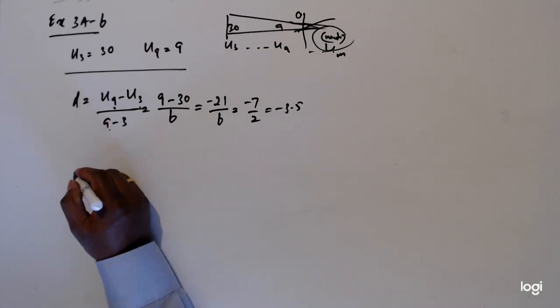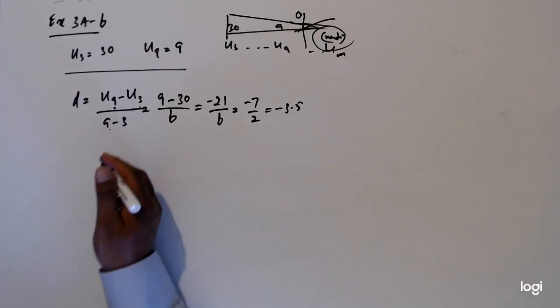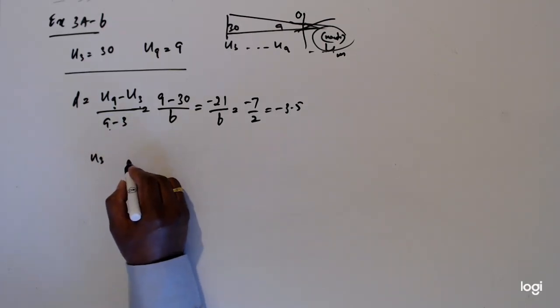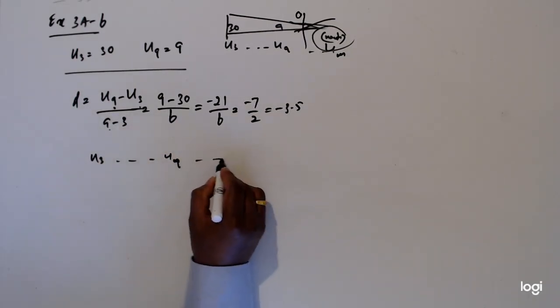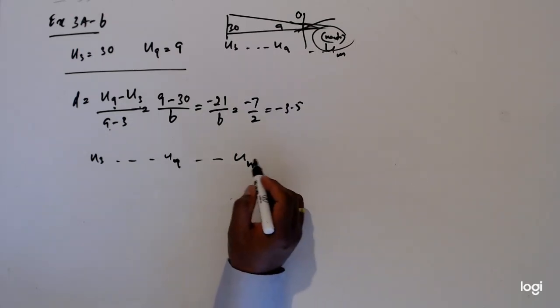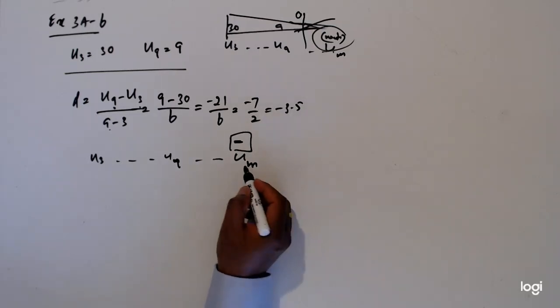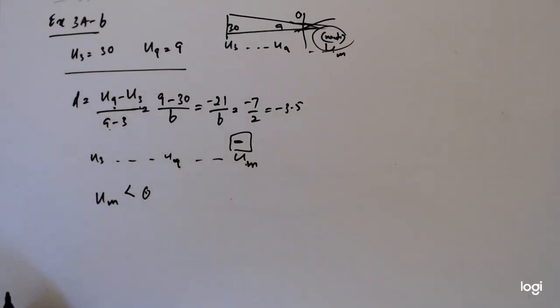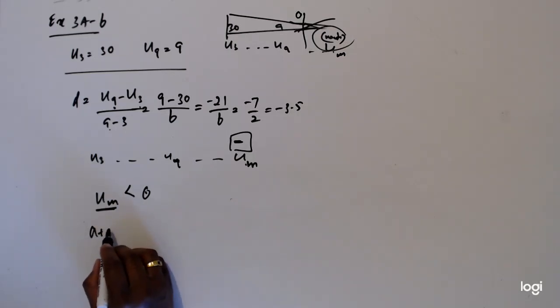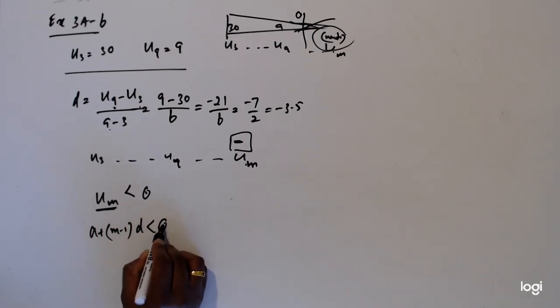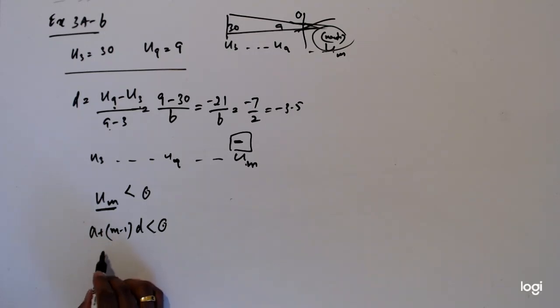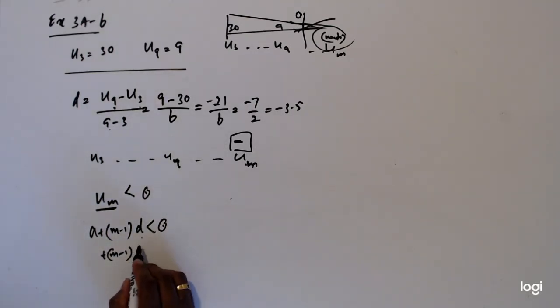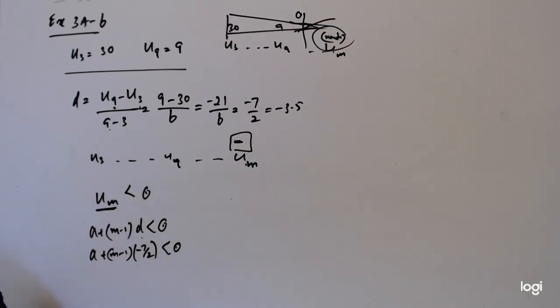So we found out D, and now we need to find out A. Now the theory behind it is, assume that U3, likewise U9, and let's say the Mth term is the negative term. So UM, that term, has to be less than 0. Then I need to know what the UM term is. UM means A plus M minus 1 times D, less than 0. Now I need to know A and D. I know D is minus 7 over 2, minus 3.5. But I don't know A yet, so I have to find A.